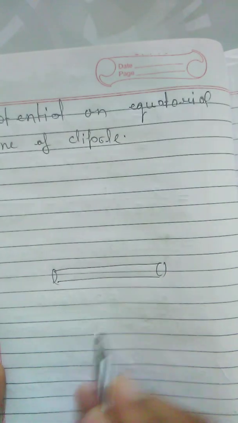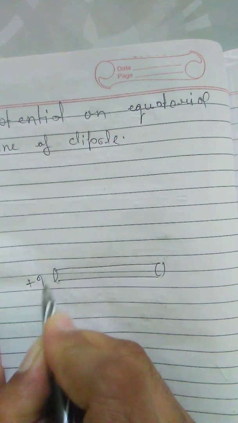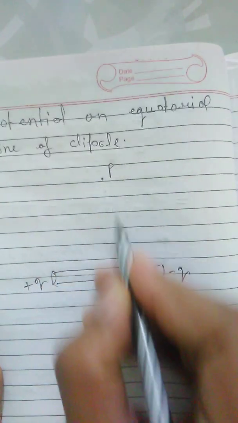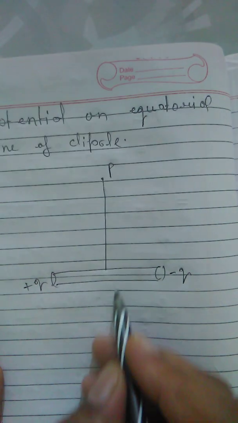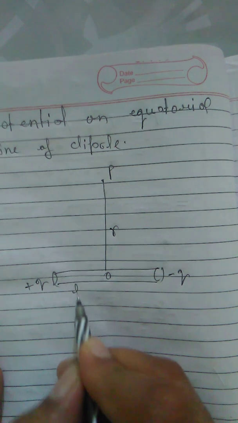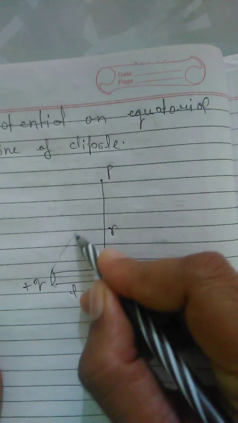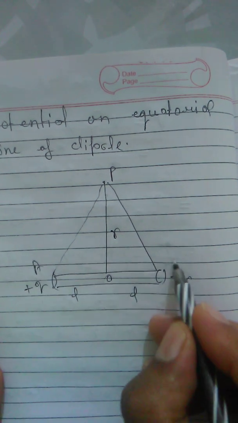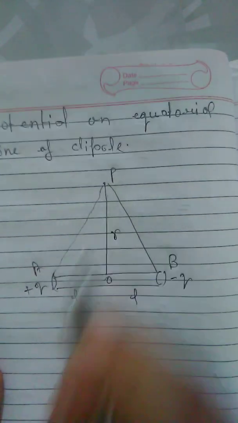Suppose this is a dipole of length 2L. So say plus q charge is kept here, minus q charge is kept here. Suppose let us take a point P here at a distance r from the center of the dipole. So this length will be L, this length will be L, and this forms a triangle. Say this is point A, this is point B, and this is point P.